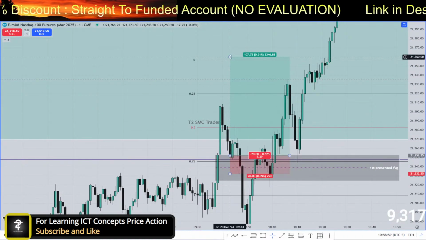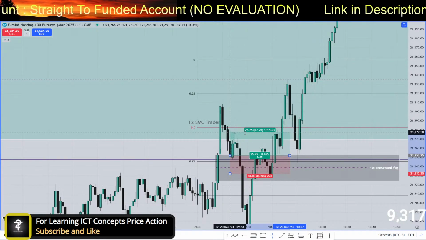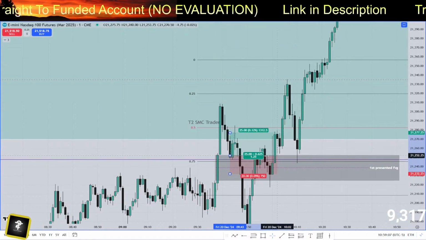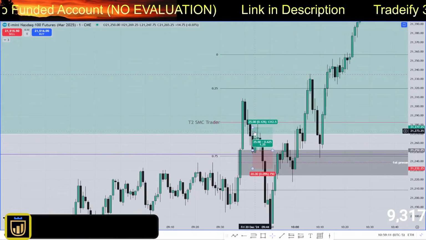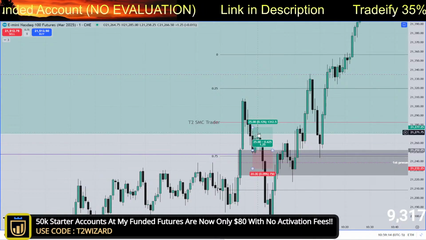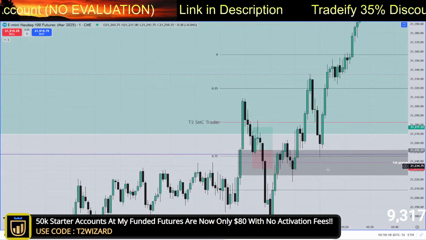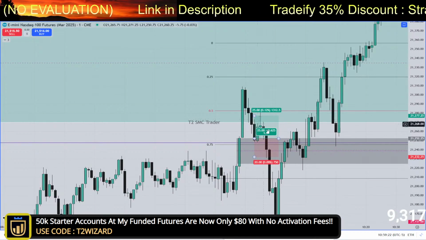My target is 25 handle. That is my target. I don't care about how much it has provided me. I would love to go until 25 handle. In the meantime, I prefer either to take a partial around 20 handle, or maybe put the stop loss to the break even, because sometimes it provided me 21, 22 handle, then it reverse.